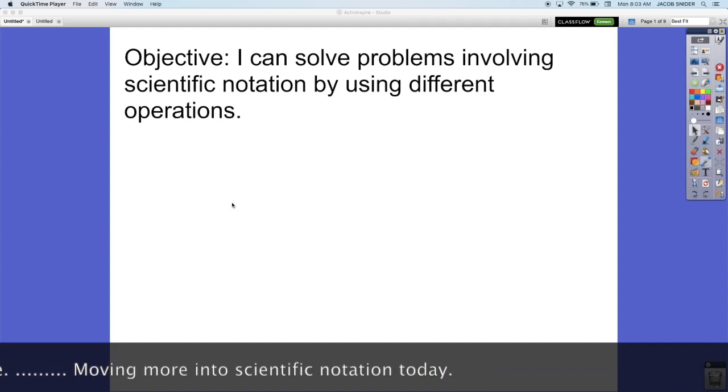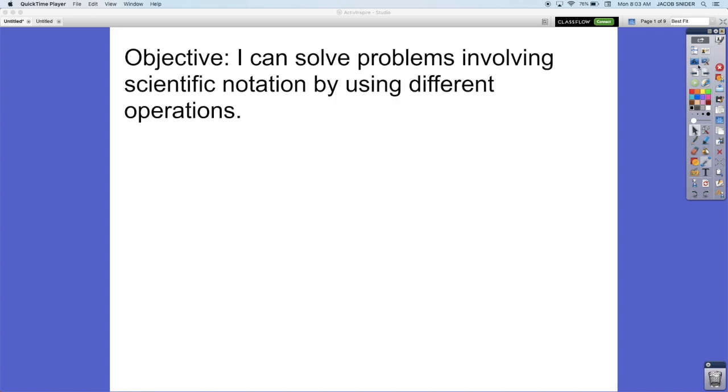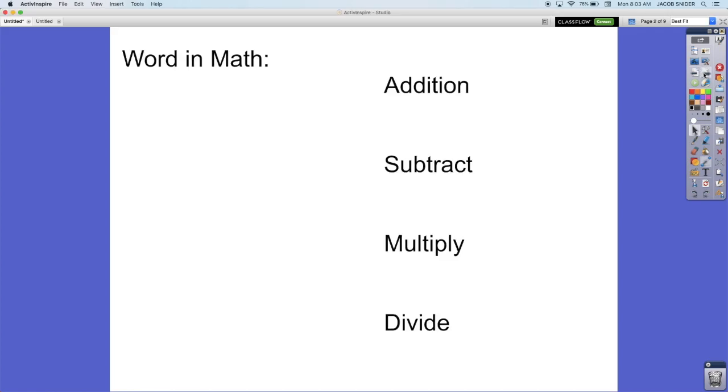Okay, so get that objective down for me. I can solve problems involving scientific notation by using different operations. Okay. All right, then I want you to write down this next part too with a little bit of space in between it.